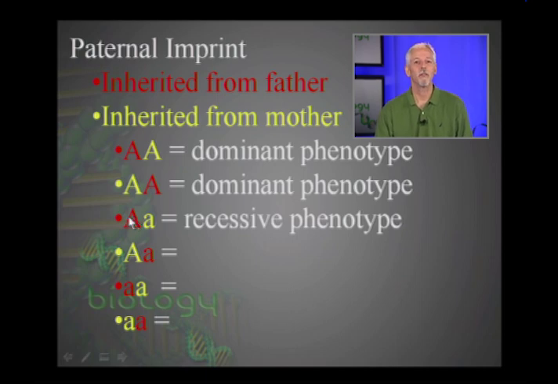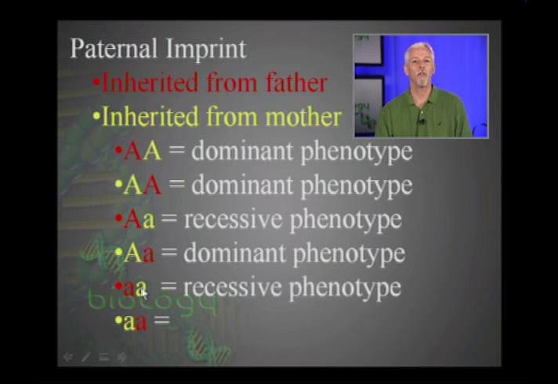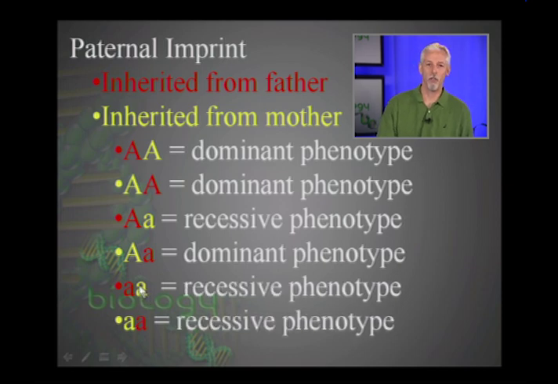And if you're heterozygous and the dominant allele came from mom, which is already active, it wouldn't really matter. You would still show the dominant phenotype. So that would be normal inheritance here. So this is the one that's really the wild card. And then if you're homozygous recessive, even though one is inactivated, one will be active. So you'll show the recessive phenotype in either of these situations.